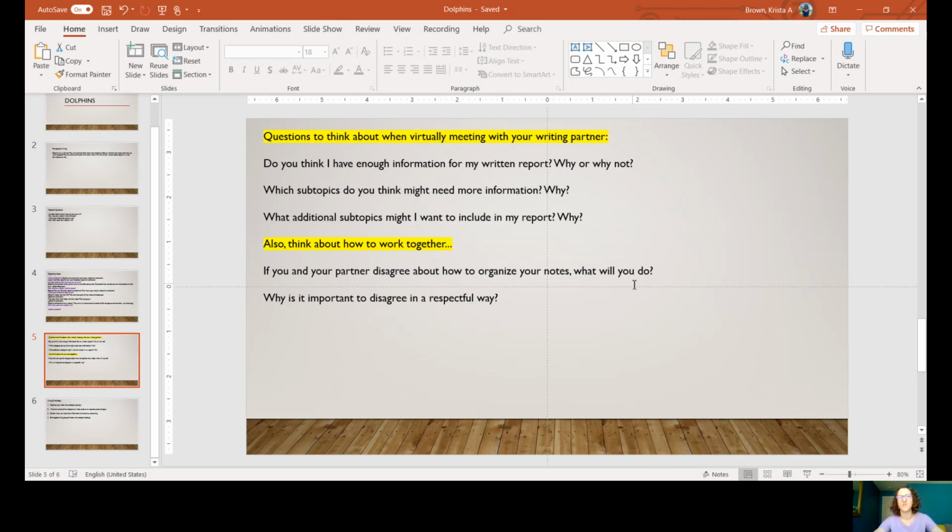And if they're telling you that something's confusing or something doesn't make sense, maybe try to just hear what they're saying, because you want your report to give information to people. And if there's something that you're missing in order to be able to do that, keep it in mind. And then why is it important to disagree in a respectful way? We just don't want to hurt anybody's feelings, and we don't want to take away any of the hard work that students have been putting into their report on an animal. Okay?